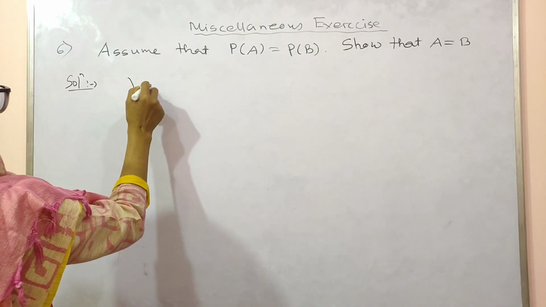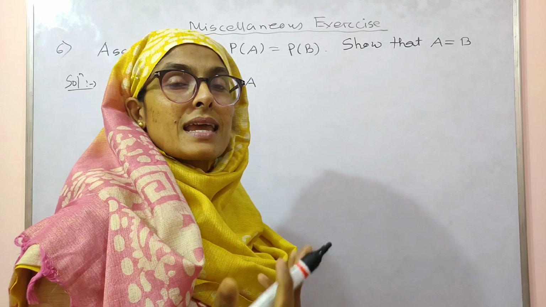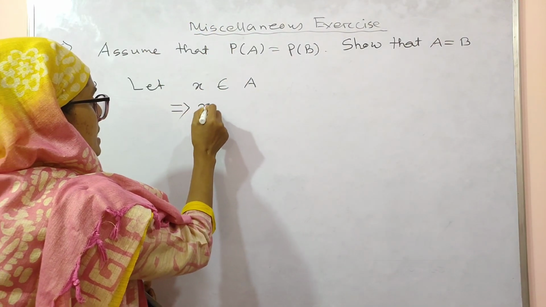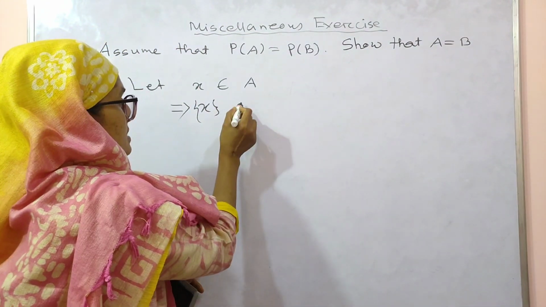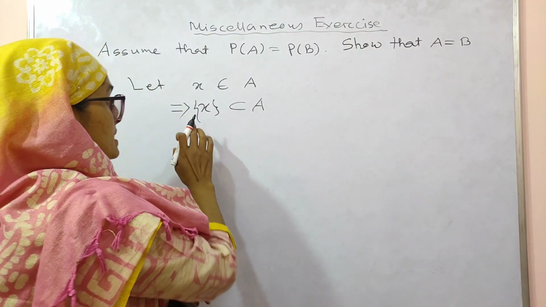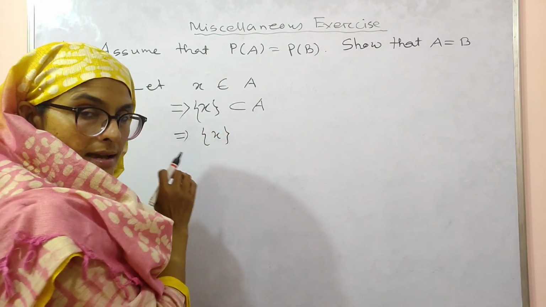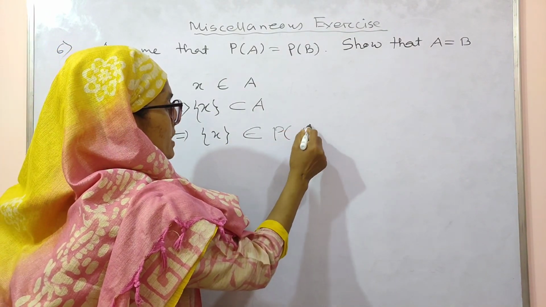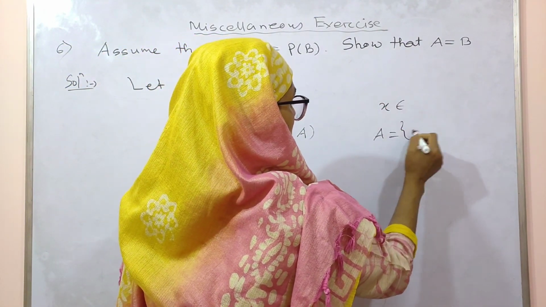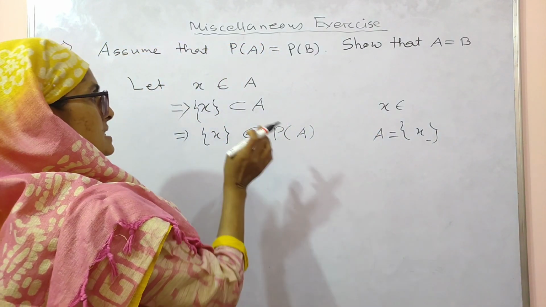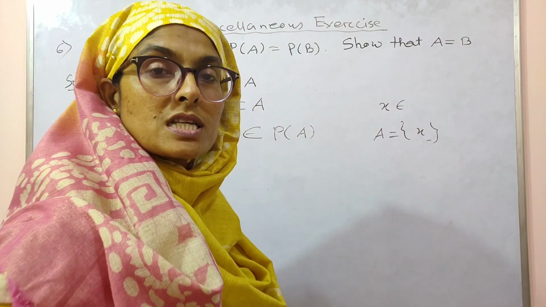So write down, let x belong to A. Let x be any element of A, which implies that the set {x} is a subset of A. Or you can write that the set {x} belongs to the power set of A. If x belongs to A, then this is a set, this set is a subset of A, and then this set belongs to the power set of A.